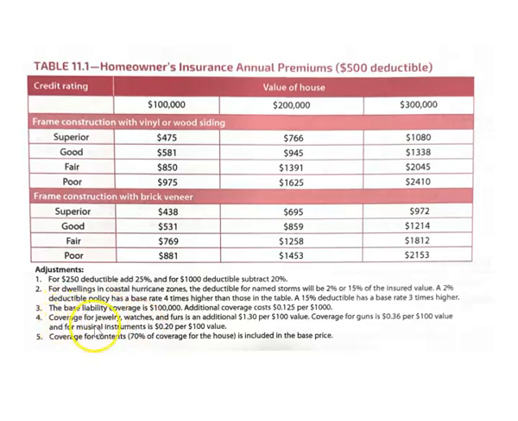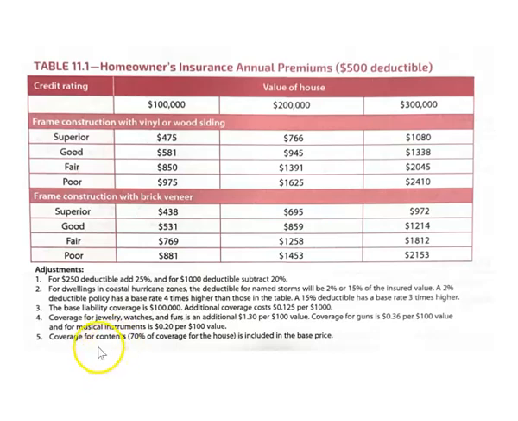Number 4, coverage for jewelry, watches, and furs is an additional $1.30 per $100 of value. So let's say you have $5,000 worth of jewelry, watches, and furs. Then you pay for your premium an extra $1.30 per $100 of that $5,000. So you would take $5,000, divide it by 100. So there's 50 hundreds in $5,000, and then you would take 50 and multiply it by $1.30, and that would add to your premium every year. Coverage for guns is 36 cents per $100 value, and for musical instruments is 20 cents per every $100 value.